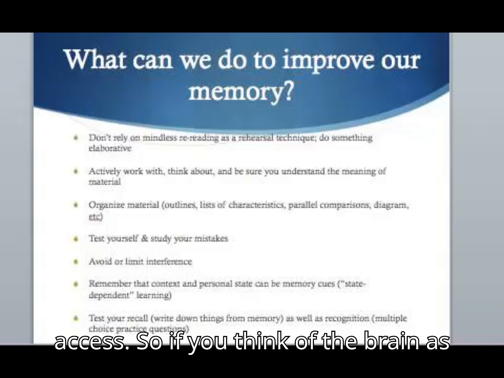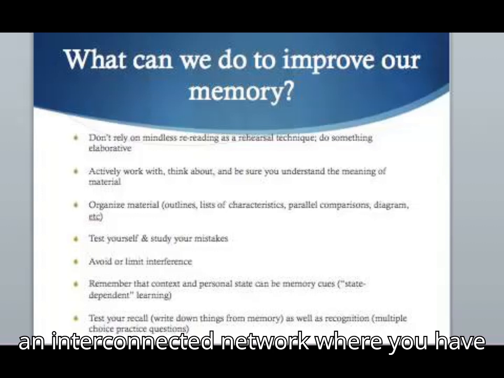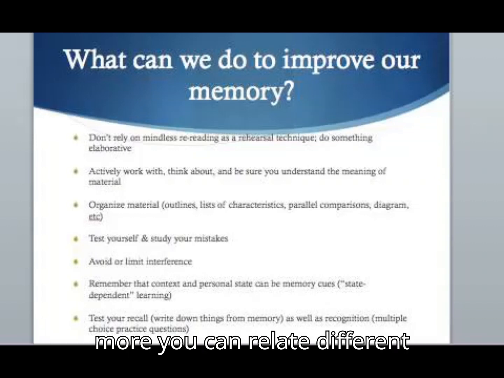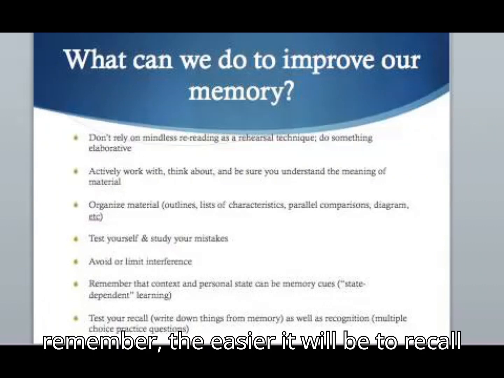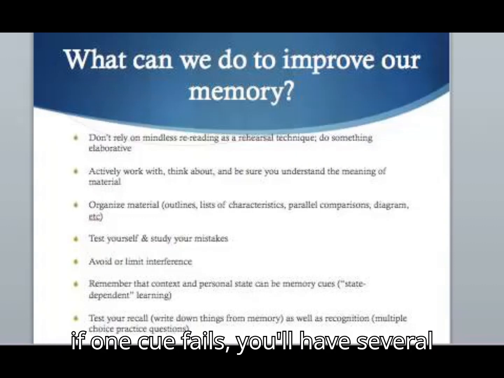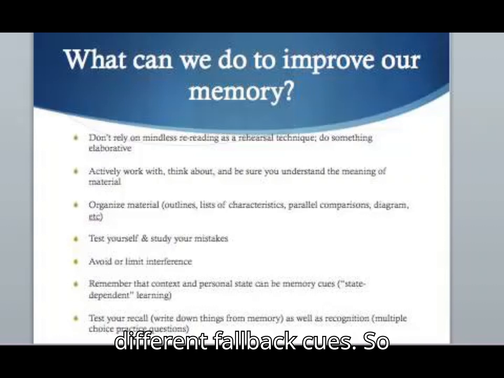So if you think of the brain as an interconnected network, where you have multiple cues to multiple things, the more you can relate different things to the topic that you're trying to remember, the easier it will be to recall it into your conscious awareness, because if one cue fails, you'll have several different fallback cues.